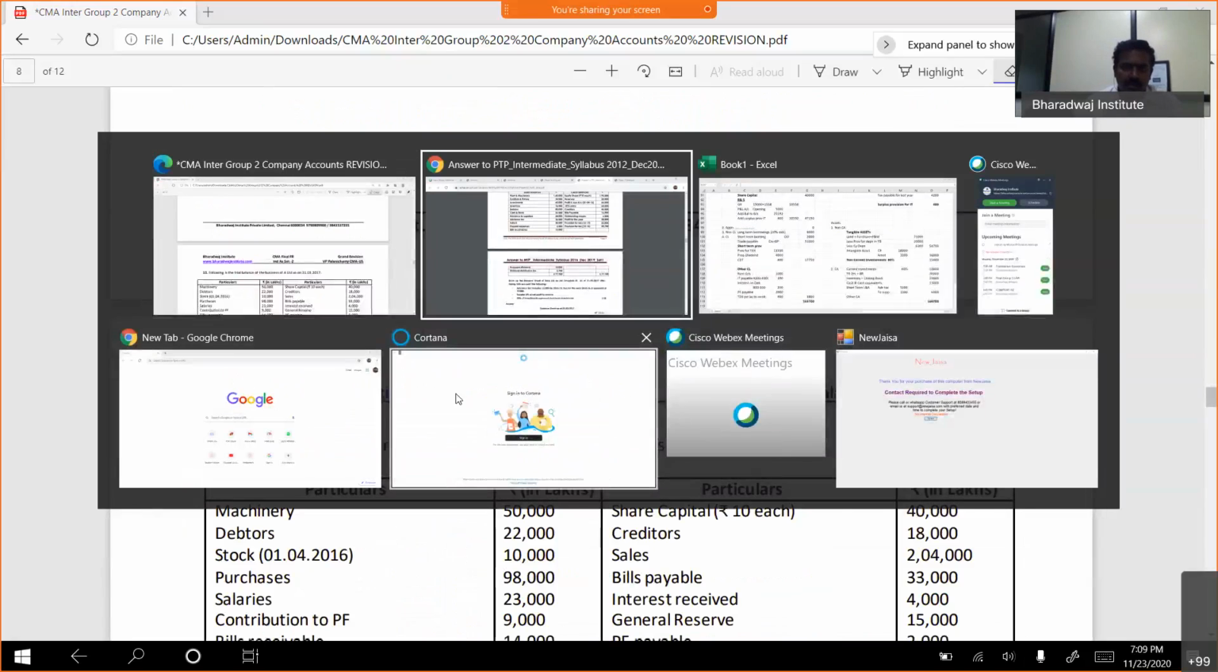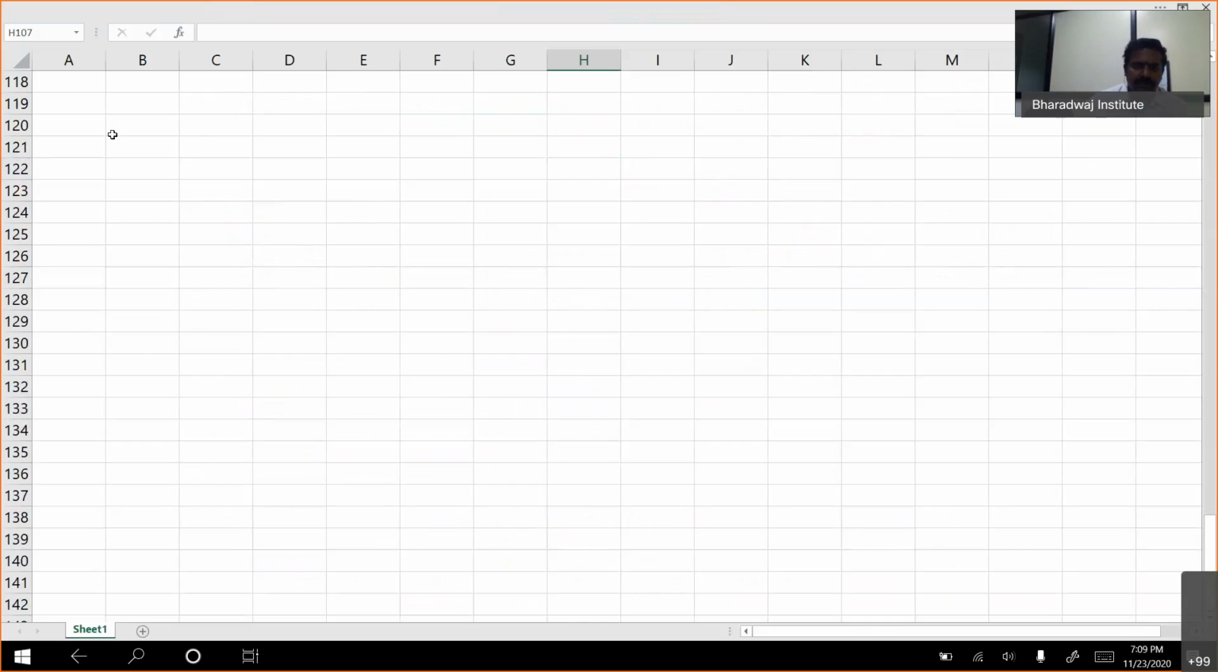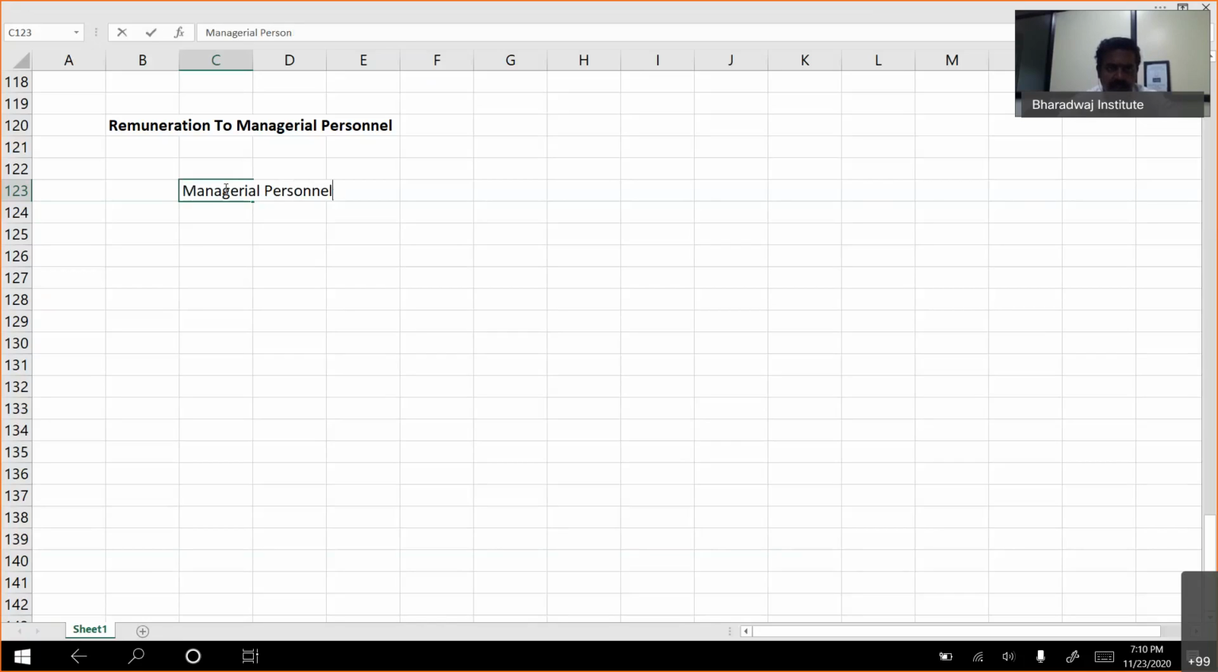Then, one of the most important areas while preparing final accounts is remuneration to managerial personnel. This can be tested for 1 mark or it can be tested for 4 marks also. In the online examination, you can expect a short answer question based on remuneration to managerial personnel. This is not applicable to a private company. This is applicable only to a public company, listed or unlisted. Who is the managerial personnel, and what is the maximum remuneration payable?